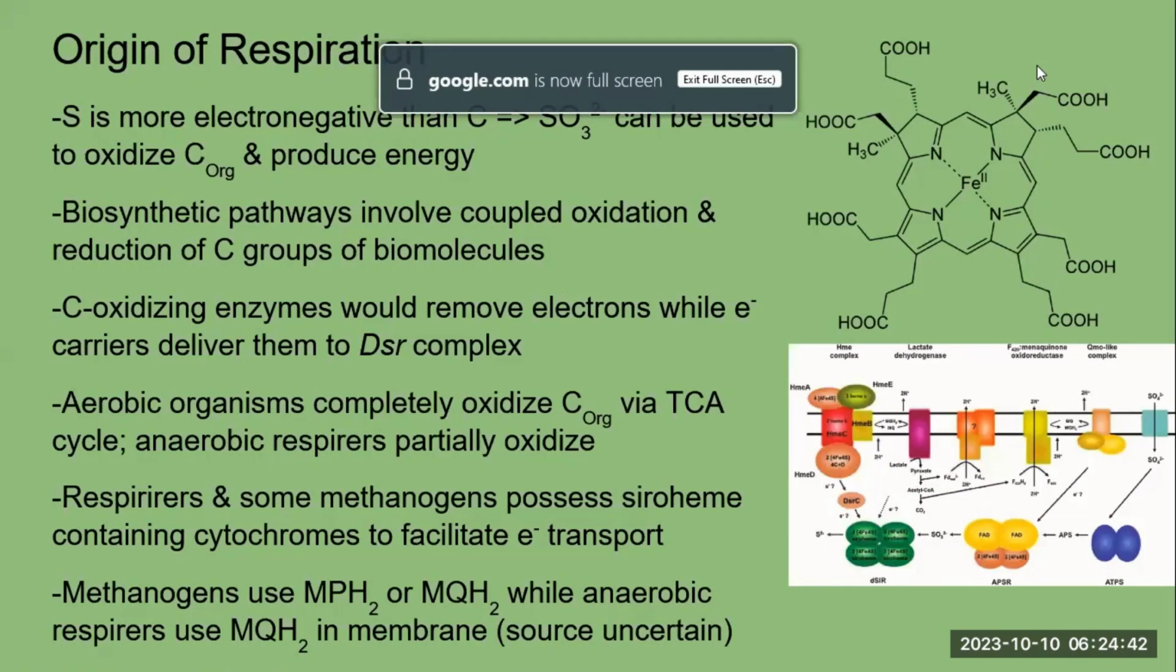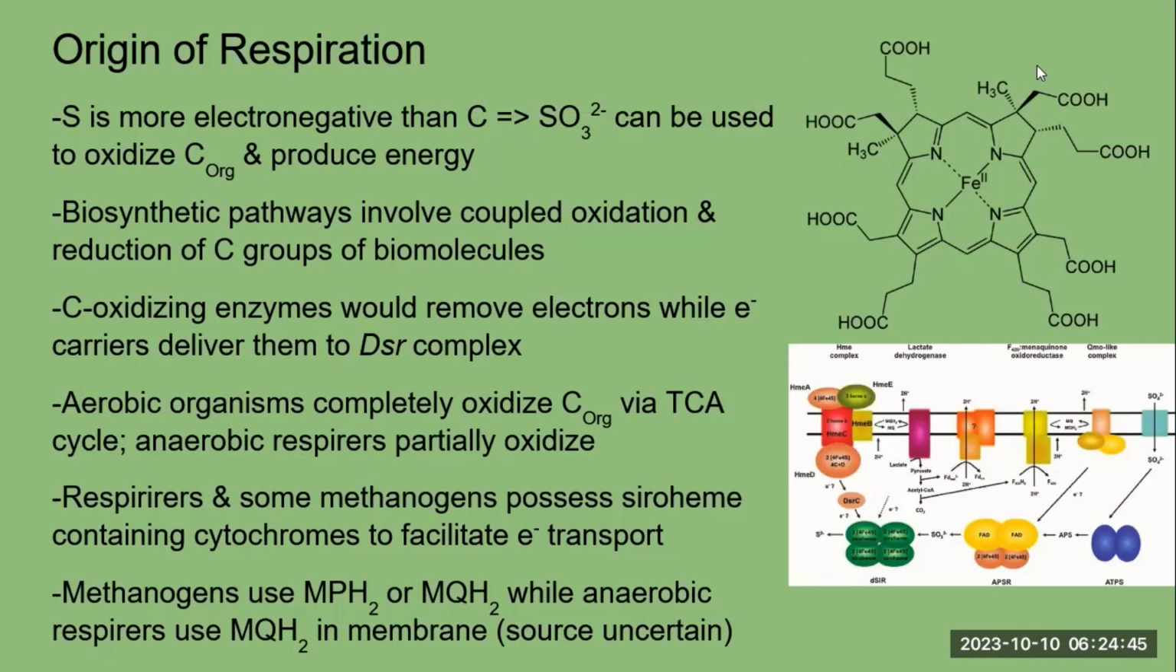The addition of non-carbon electron acceptors paved the way for the earliest form of respiration. Because sulfur is more electronegative than carbon, using sulfite as an electron acceptor from organic carbon will produce energy. Of course, this would require enzymes that can take electrons from carbon to be fed into respiratory pathways. Many biosynthetic pathways involve reactions that couple partial oxidation and reduction of carbon groups on molecules, and one of these enzymes, which took electrons off a carbon, could then pass them off to an electron carrier, which would ultimately take it to sulfite in the DSR complex, giving rise to the first form of respiration.